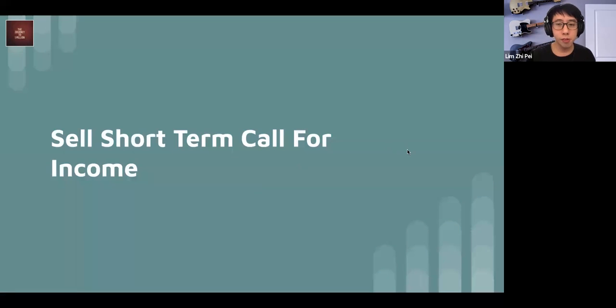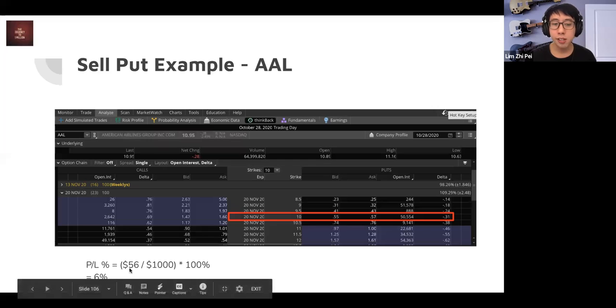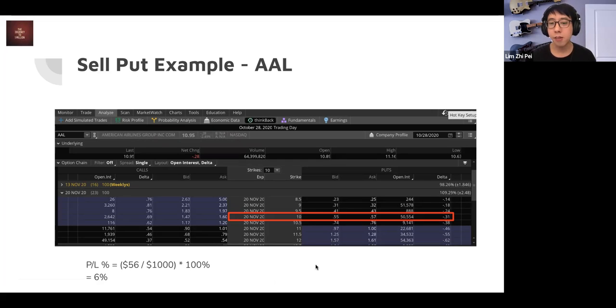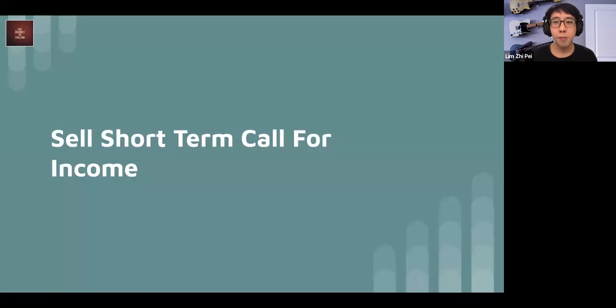I will continue to the next section, which is selling short-term call for income. So just now I forgot to mention, selling a short-term put is also for income. The selling of options is for income because the percentage of profit is actually much lesser. As you can see, it is just 6%, 4% or something in 1 month. But for buying a call, your profit is actually much higher. It can go to 100%, a few 100%, or even 1,000%.